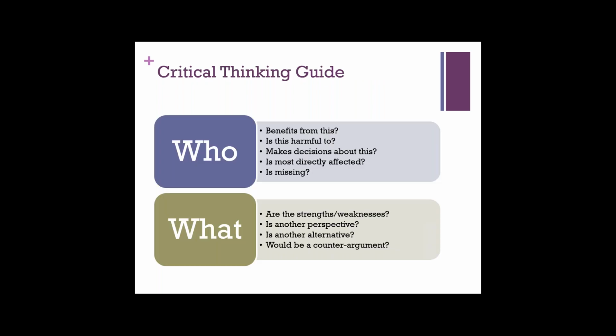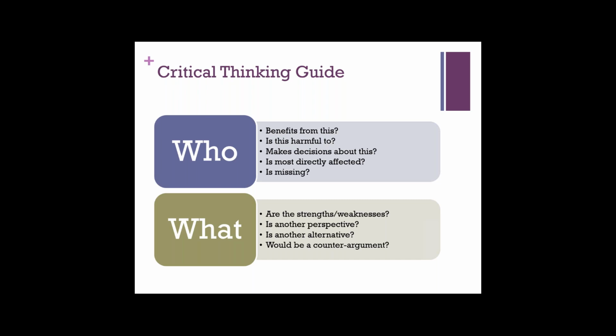So with respect to some of those things that we could use, if we are in a meeting, for example, this could be something that we could actually have. A critical thinking guide, as we're going through either our documents or we're in a planning meeting, could be something simple like this, where we set up a document, or this forms the basis of a discussion where we ask questions like who and what. So the questions are, for example, who benefits from this? Who is this harmful to? Who makes decisions about this?